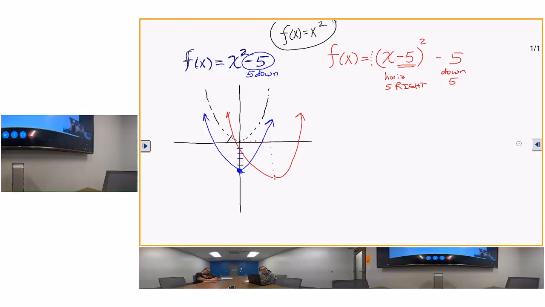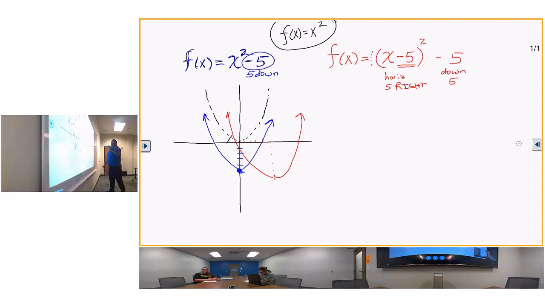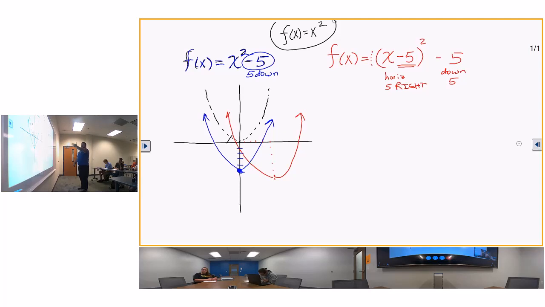And that's why you have brackets. I added the brackets here because I couldn't put x minus 5 quantity squared minus 5 without the brackets, because then you get really confused, or the parentheses. So that's why you have the two different types. All right, what's the second question?